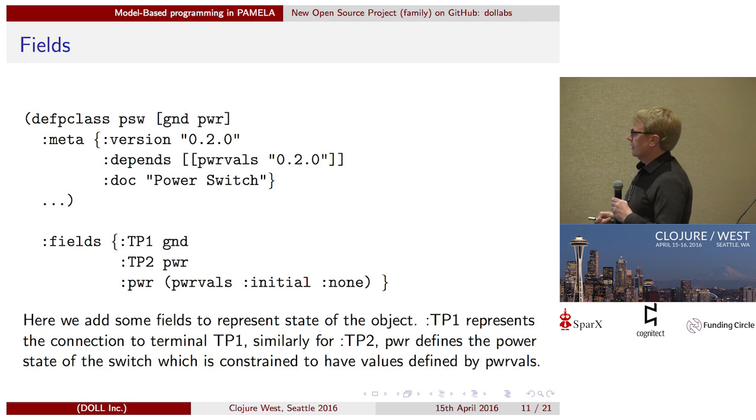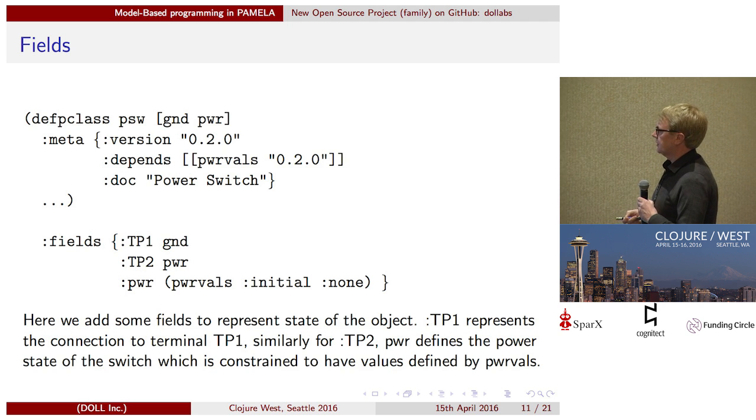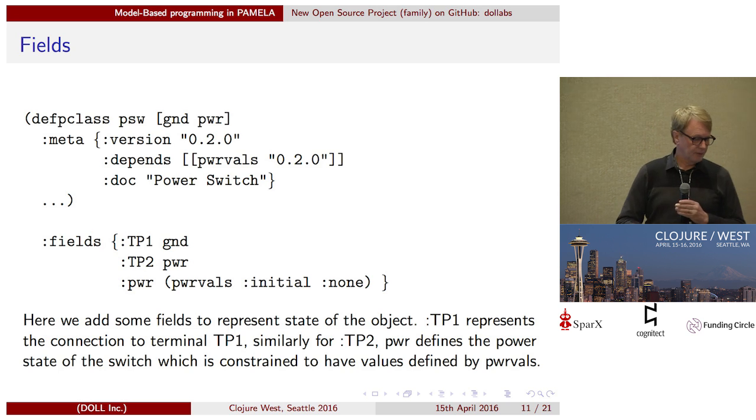So first of all, we can have fields. You can think of it like a data structure. What we want for the powered switch is a terminal pin for the ground and a terminal pin for the power. And we need some value that represents the state that this object is in. It's going to be a power value. It's initially going to be none, so that when this model starts up, it will believe that the power is off, regardless of anything else. If we start getting observations to the contrary, that will change, but it will have an initial value of none.